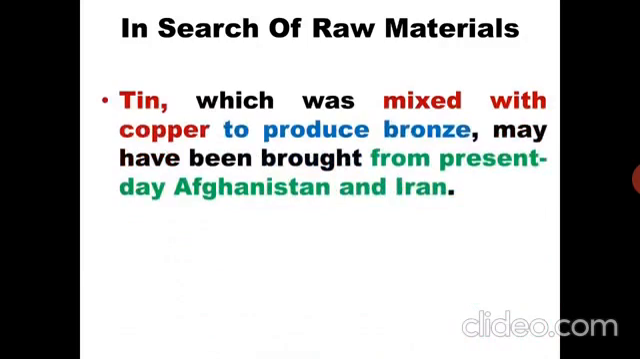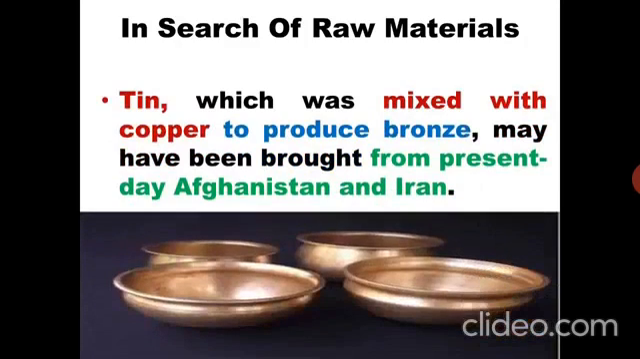Tin, which was mixed with copper to produce bronze, may have been brought from present-day Afghanistan and Iran. Bronze is an alloy of tin and copper. Bronze is made by mixing tin and copper.